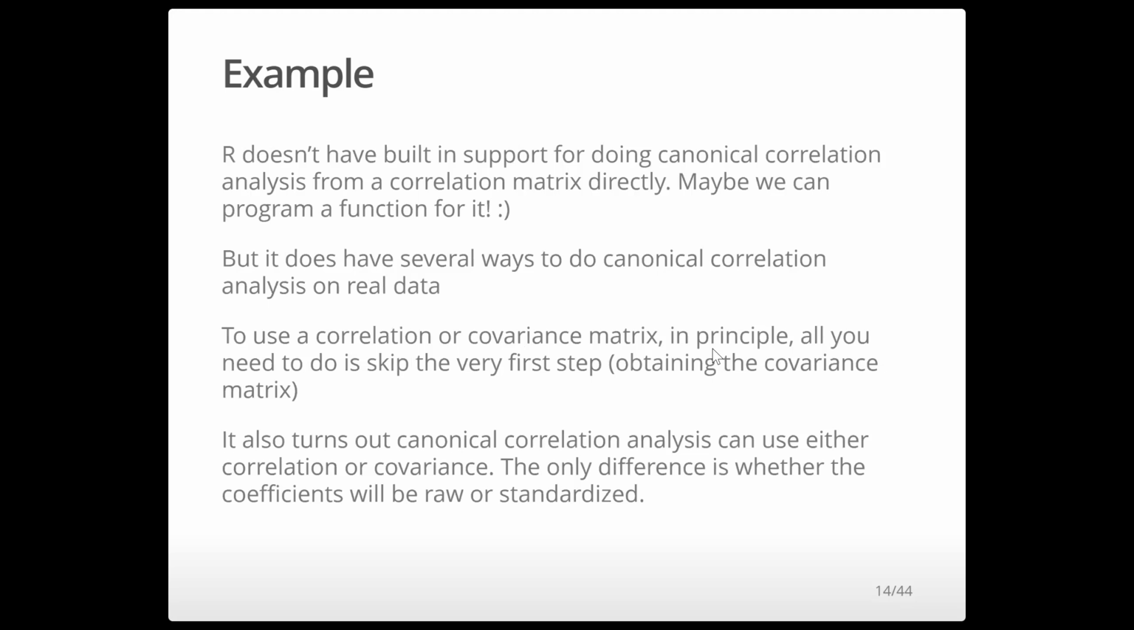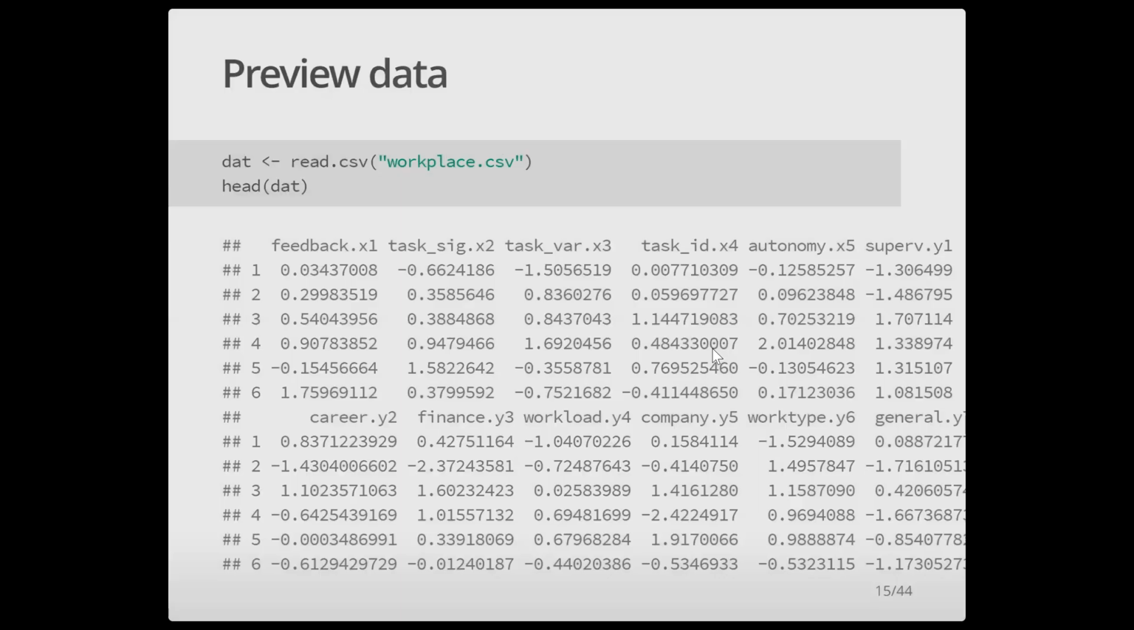R doesn't have built-in support for doing canonical correlation analysis from a correlation or covariance matrix directly. Maybe something we can program, hint, but it does have several ways to do a canonical correlation analysis on real data. To use a correlation or covariance matrix, in principle, all you need to do is skip the very first step here where we obtain the covariance matrix. Then we can do everything else pretty much the same way. It also turns out that canonical correlation analysis can use either a correlation or covariance matrix. The only difference is whether the coefficients will be raw or standardized, which we'll talk a little bit more about. So here's just a preview of the data, just an idea of what it looks like.